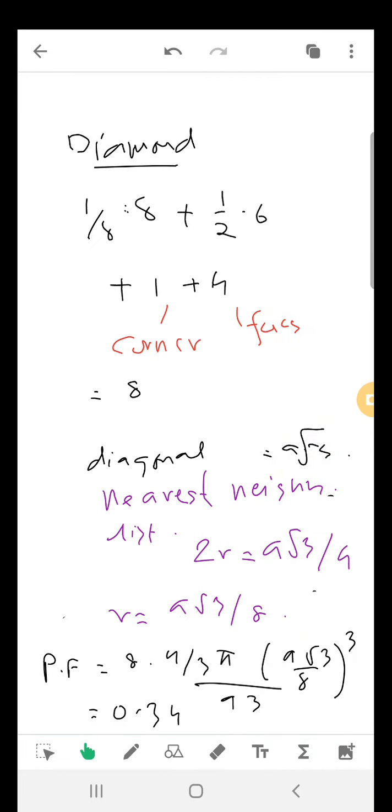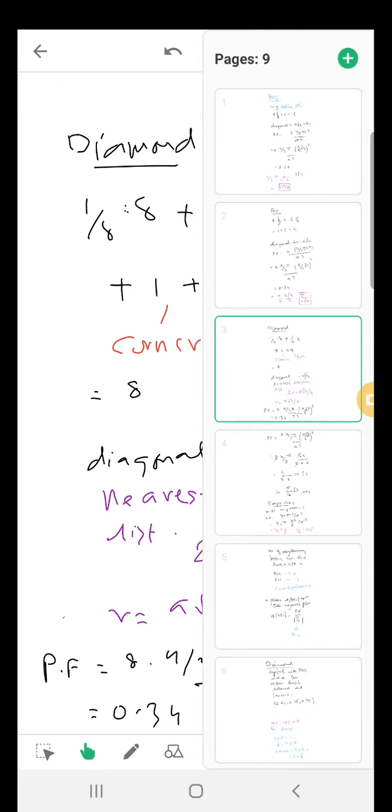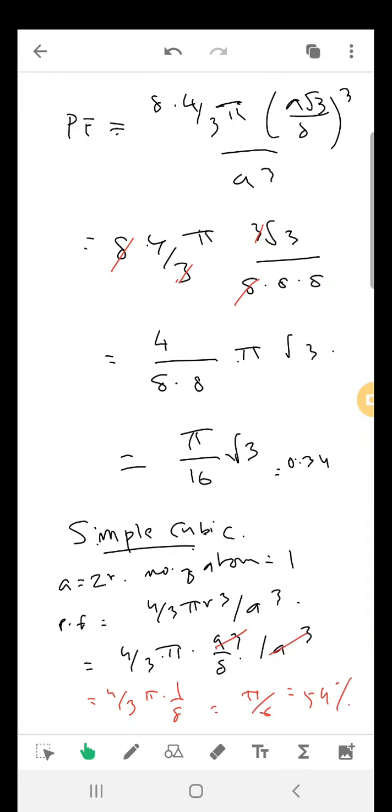In the case of diamond, it's basically an FCC, so that makes it 4 atoms, and apart from that we have 1 at the corner atom and 4 at the faces, so a total of 8 atoms. Although its diagonal is the same as in the case of a BCC, the nearest neighbors are given as 2r is equal to a root 3 by 4, so that makes the packing fraction 0.34. As you can see, 0.34.